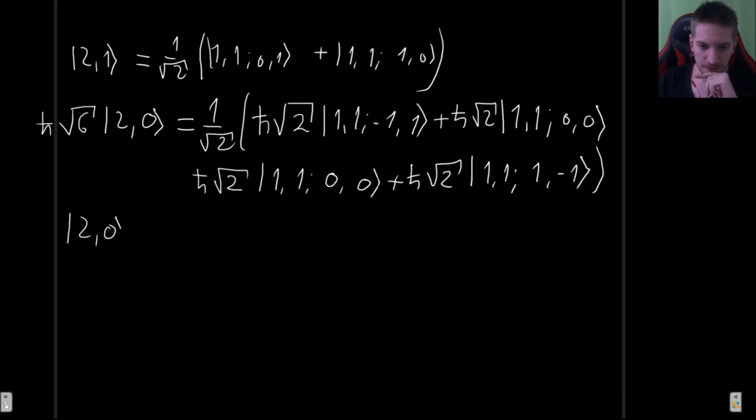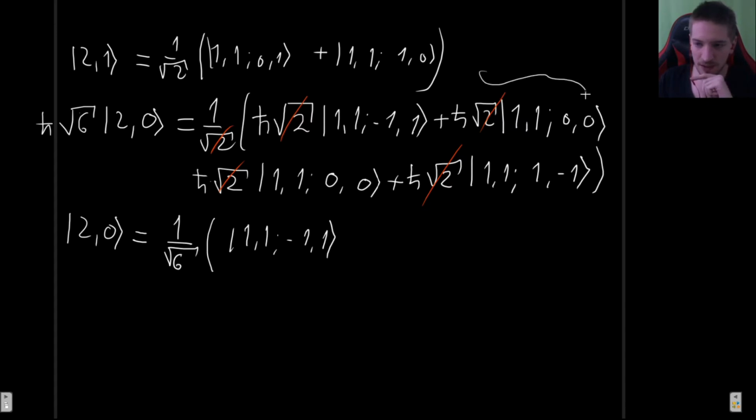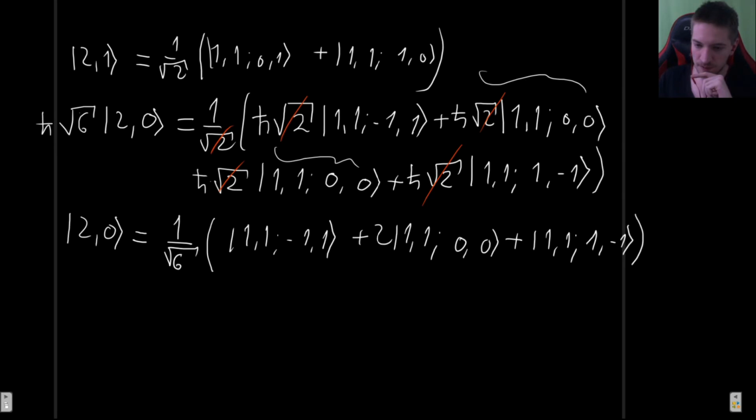So we get 2, 0. This is equal to 1 over square root of 6. And notice that each one of these terms has a square root of 2. So that is going to cancel out this other square root of 2. So we will be left with 1 over square root of 2, the state 1, 1 minus 1, 1. And now we have 2 times this state right here. We have 1 time here and 1 time here. So this will be 2 times 1, 1, 0, 0. And finally, we have 1, 1, 1, minus 1.